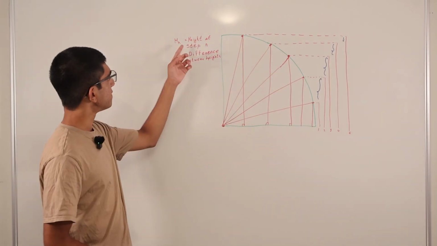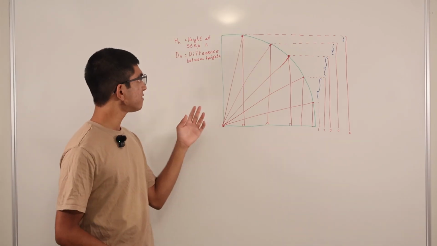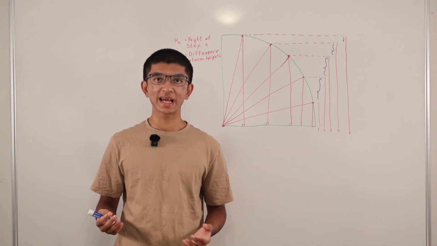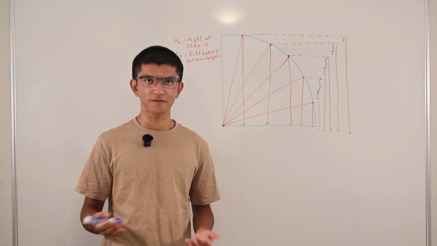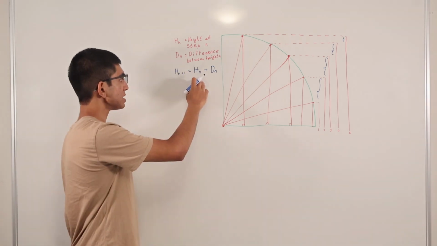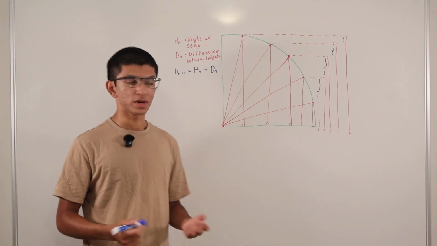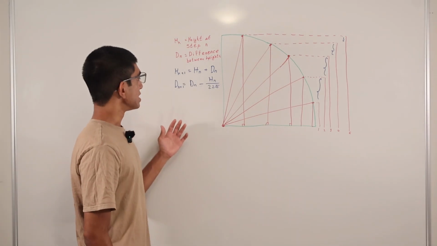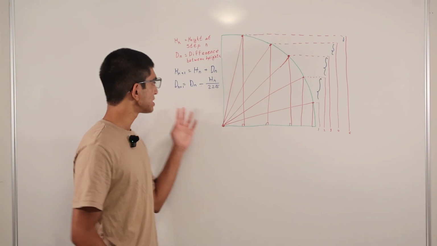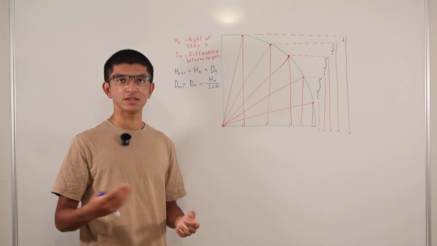Let h_n be the value of the height at any step n. Let d_n be the difference between two successive heights. The next height value is obtained by adding the current height value and the difference. So, h_(n+1), the next height, is equal to the current height plus the difference. But the difference itself slowly decreases according to d_(n+1) = d_n - h_n/225. Or, the next difference is given by the current difference minus the current height divided by 225.